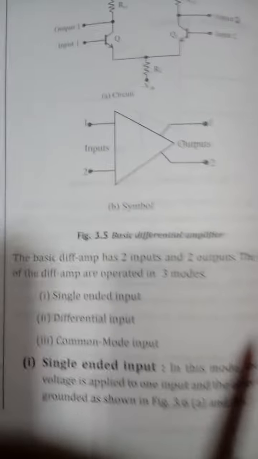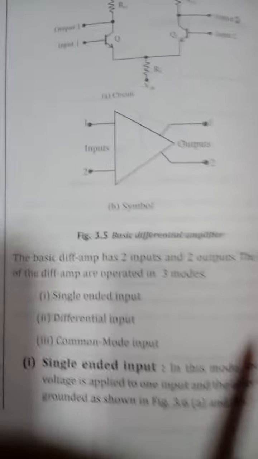So what happens to the output? You can see the output in this stage here itself. It will be amplified and inverted. I told you the first input is the inverting input terminal, so it should be inverted, that is 180 degrees out of phase. There should be a phase shift and amplification. The representation in the symbol is shown here. The input is given to the first input and the second one is grounded, and you're getting the output.